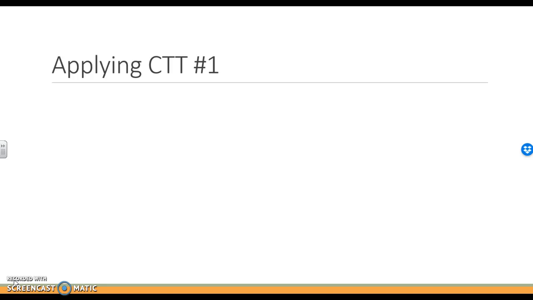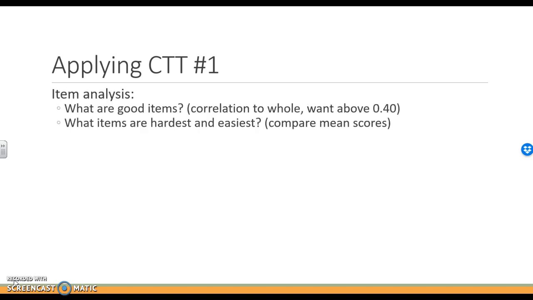So when we're applying classical test theory, we're asking three questions that we're going to focus on in this video. The first one is, are the items good? And what items are the hardest or the easiest? So to establish if the item is good, we want the item to correlate to the whole. So we don't want it to just be way out in left field. We want them to be correlated to each other. And that's typically above a 0.4. When we're looking at items, which ones are the hardest and the easiest for our participants, we're comparing the mean scores. So assuming that 5 is highly agreeable and 1 is disagree, then the higher scores are the easiest to agree with and the lower scores are the hardest to agree with.